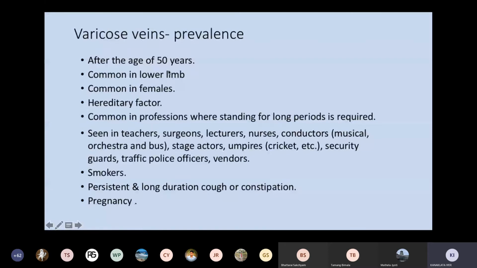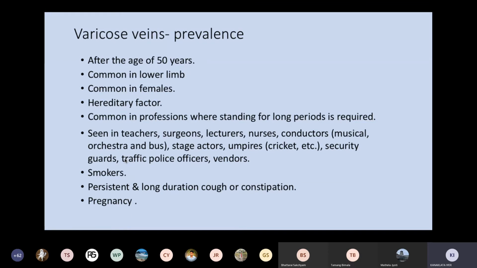So varicose veins are prevalent in which people? Usually after the age of 50, but not necessarily, but commonly, mainly in the lower limb, commonly in the female, and there is a hereditary factor, and there is pregnancy that I will tell you just a little later. It is common in all those professions which require long standing periods, which I have told you, all these surgeons, teachers, lecturers, nurses, bus conductors, opera conductors, stage actors, etc. Traffic police. You know, in our times we had traffic police and there were no green and red lights. So this poor man used to stand at that place and show his hands, and this is how he used to direct the traffic.